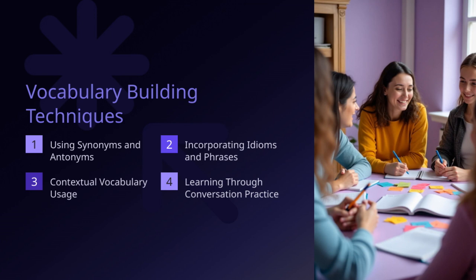Next, incorporating idioms and phrases adds richness and authenticity to your language. Using idioms correctly can really make your speech more colorful and relatable. We also want to focus on contextual vocabulary usage, which means understanding how words fit into different situations. This makes your language more precise and effective. Lastly, using synonyms and antonyms helps you diversify your vocabulary and express ideas more accurately. All these techniques work together to enhance your conversational skills and make your language learning more dynamic and engaging.